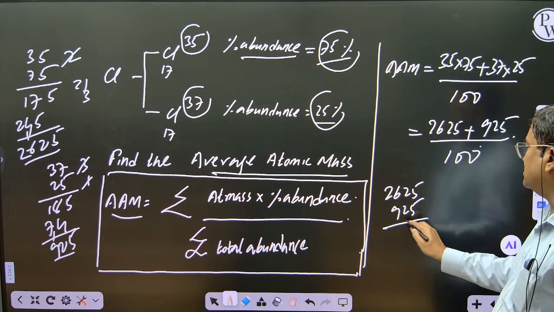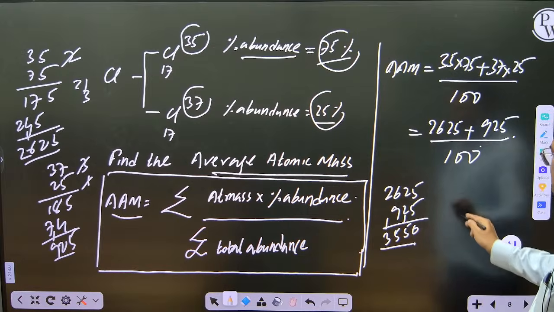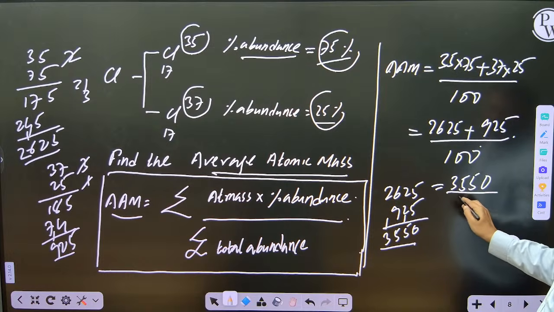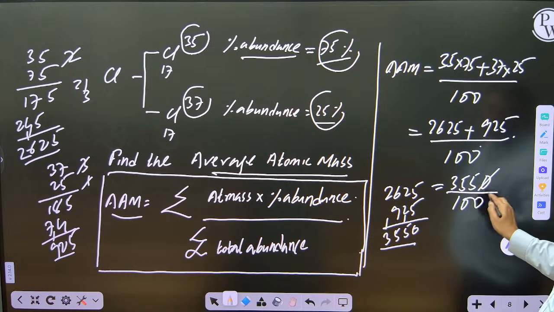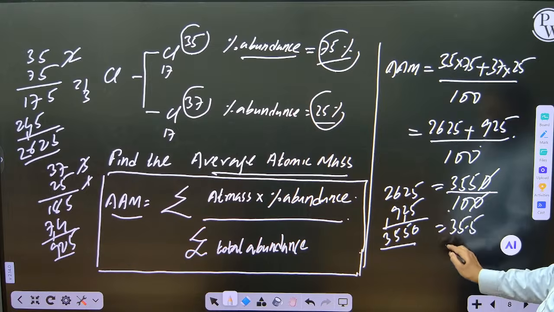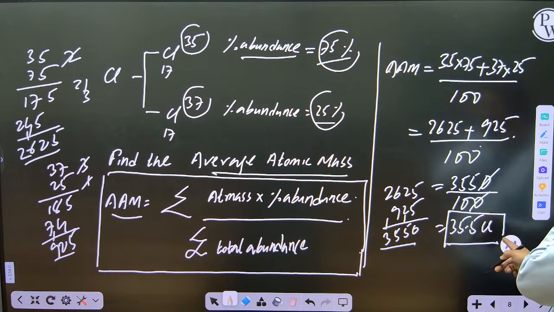That comes how much? 5. This comes 15. This is 3000. Is it coming 3550? Check. This I have to divide with 100. 10 gets cancelled. So 355 upon 10 comes 35.5. This will be the average atomic mass for chlorine, and I have to mention in what unit? u. What is u? Unified mass.